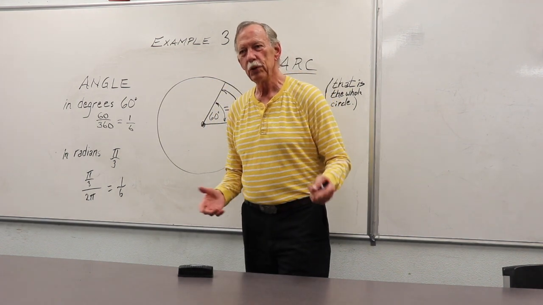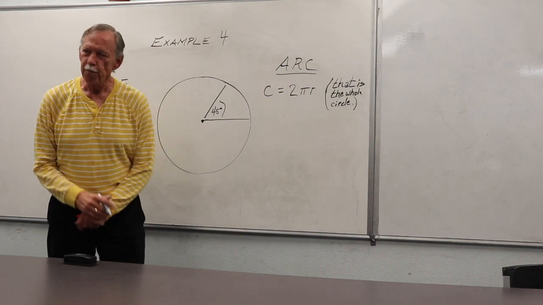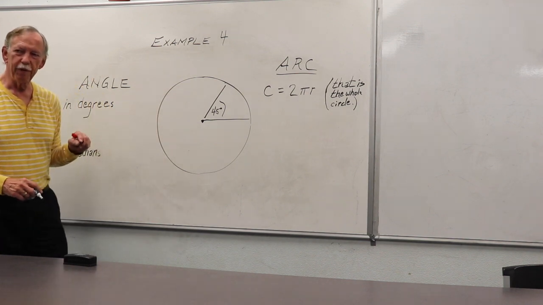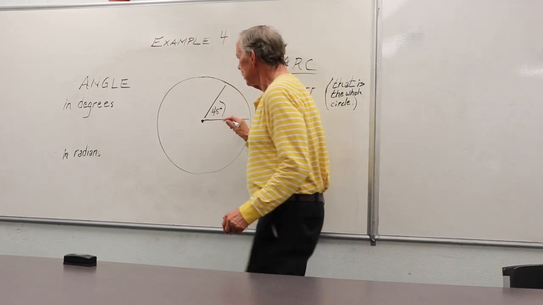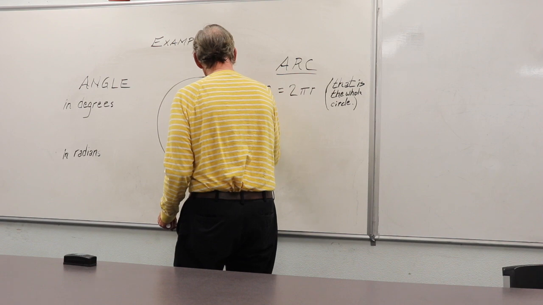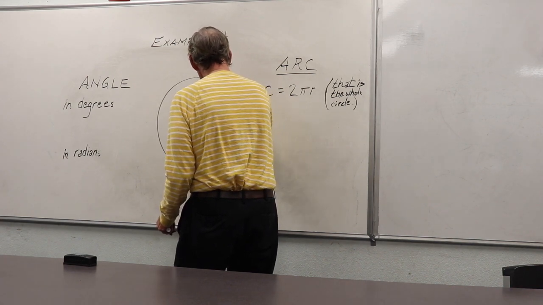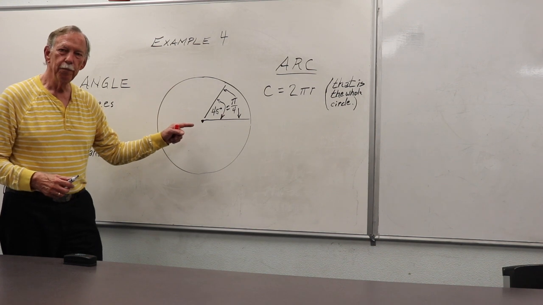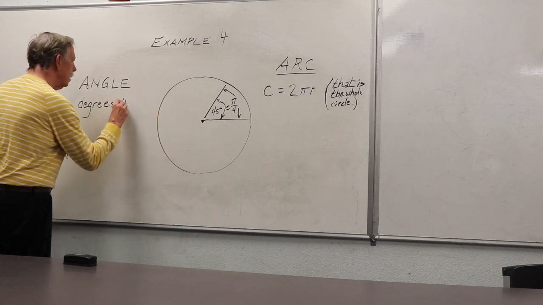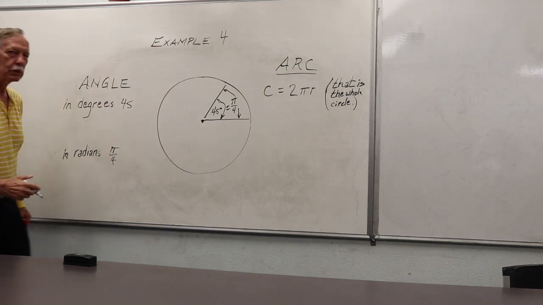One more example to help you get the cross here between degrees and radians. In example 4, I've depicted an angle of 45 degrees. 45 degrees is half of 90. So it would be pi fourths radians. Same angle. We can call it 45 degrees, or we can call it pi fourths radians.